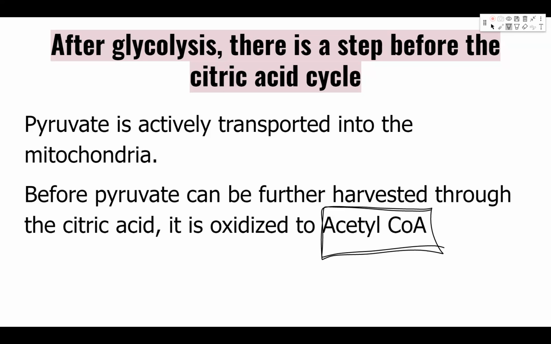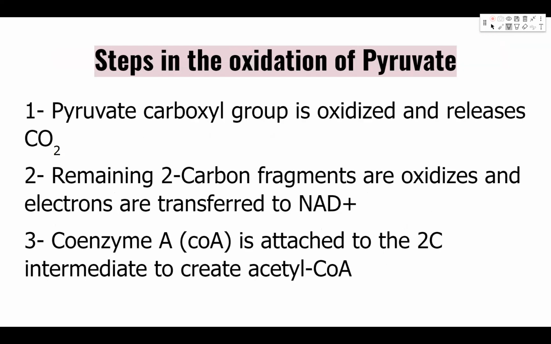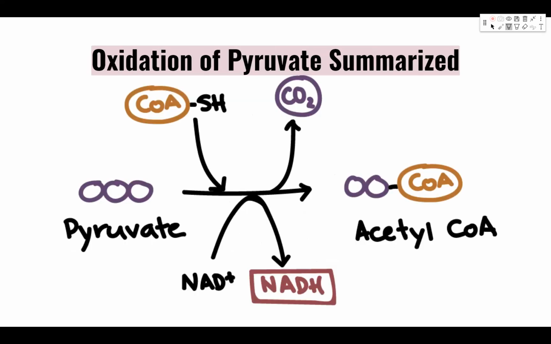And we can summarize this equation. Well, I've got some steps, but again, we don't need to know the nitty gritty. What happens is in that pyruvate, we're going to oxidize a certain group, release some carbon dioxide, and then we're going to oxidize those 2 carbons that are left after we release that carbon dioxide, transfer some electrons to NADH, and tag on something called coenzyme A or CoA. So this is what you'll put in your little box.